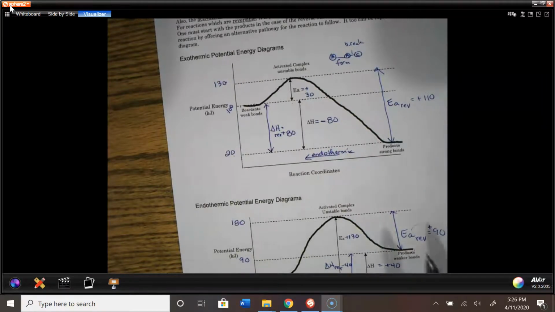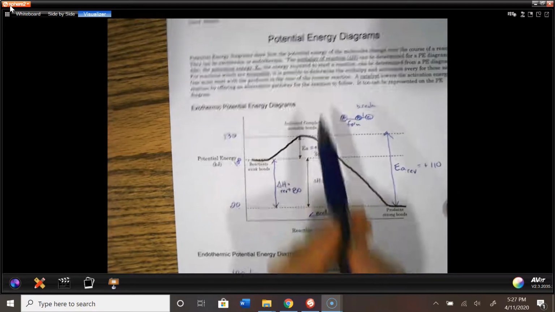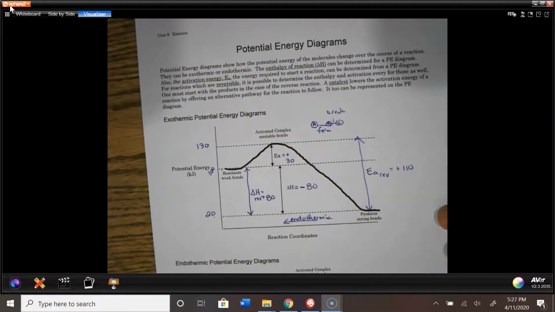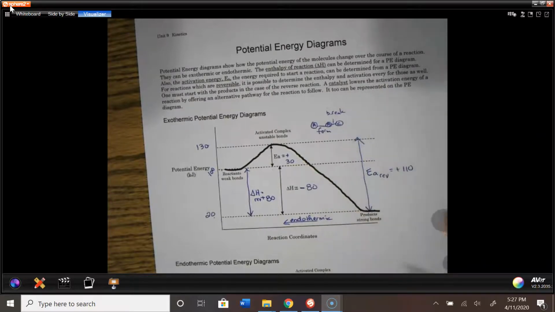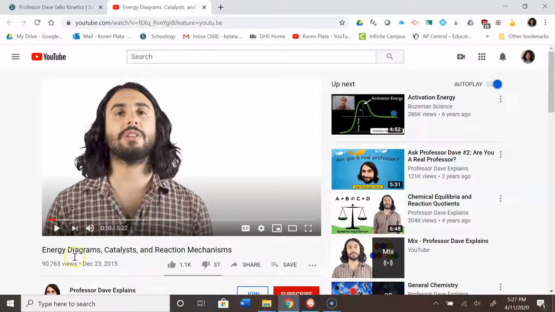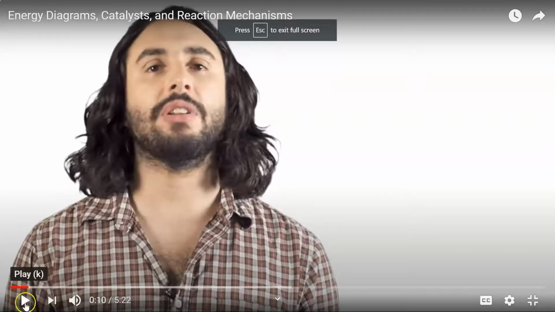Now, the last thing that this organizer mentions up in the top is the idea of a catalyst. A catalyst is something that you learned last year in biology. It speeds up the rate of the reaction. Well, how does it do that? It actually lowers the activation energy. So I've got one last video here that I want to show you guys to help you see the idea of what a catalyst does. So this is a little bit of review, but then he gets into the catalyst.